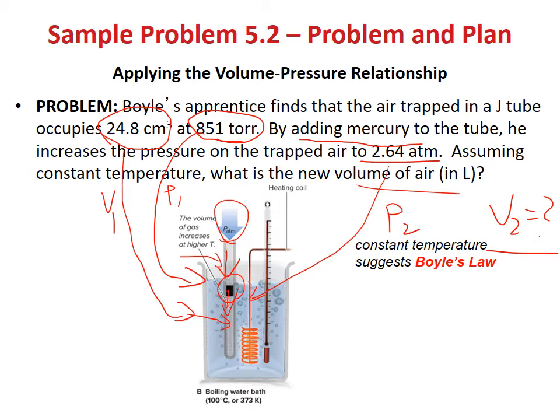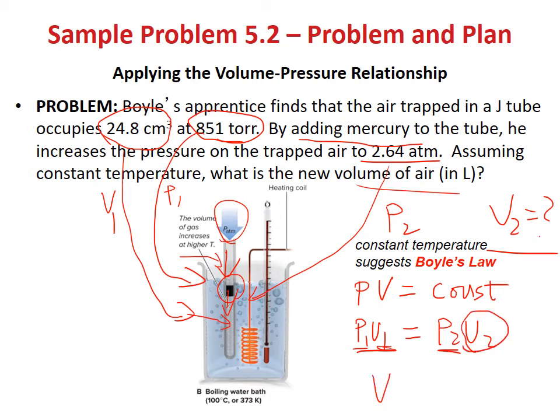Now, according to Boyle's law, pressure times volume is constant. So P1 V1 should equal P2 V2. P1 V1 are given, P2 is given, so V2 can be calculated. So V2 should be P1 V1 divided by P2.